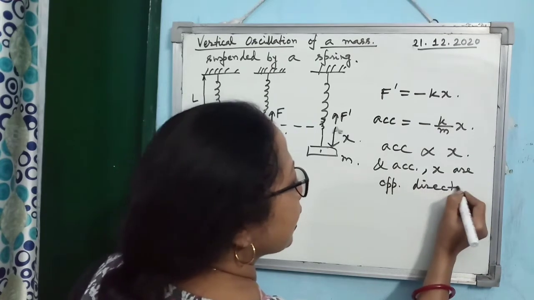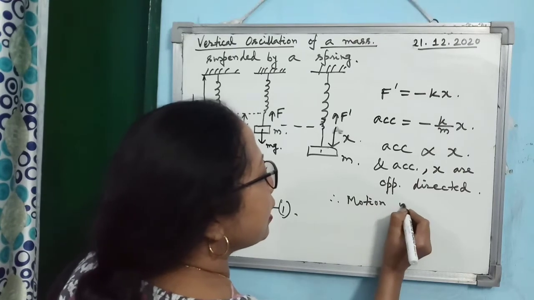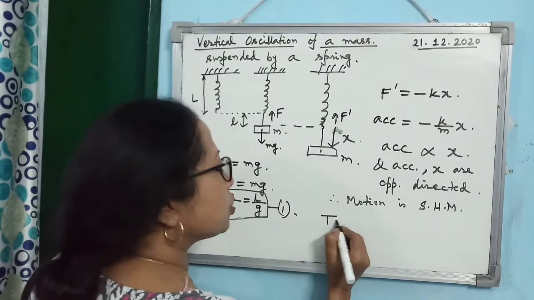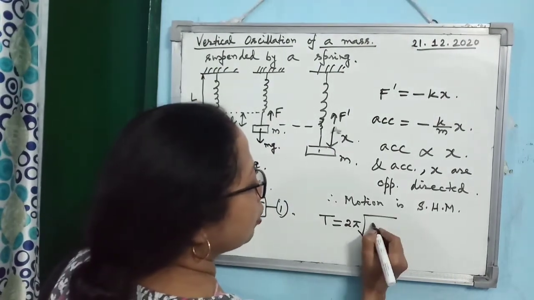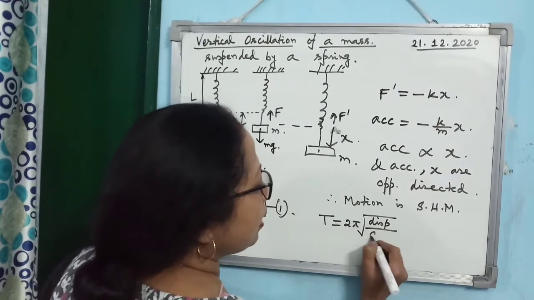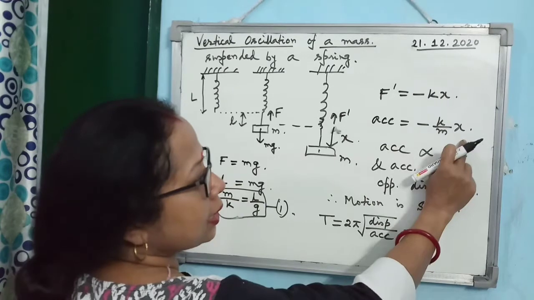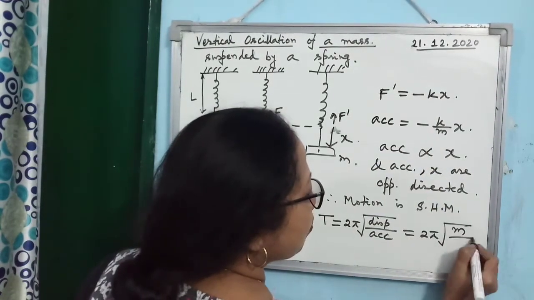So, what is the conclusion? Therefore, the conclusion is the motion is SHM. Is that clear? Then the next question arises, what is the time period? Time period is given by 2 pi under root displacement upon acceleration. So you see here, displacement upon acceleration will be m by k. So you can write it as 2 pi under root m by k.